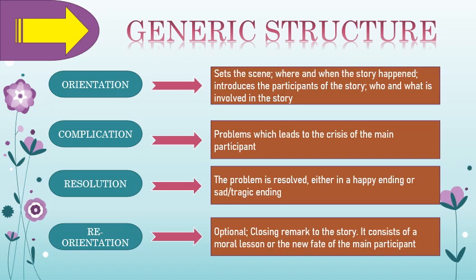Nah, kemudian di bagian yang keempat, the last part of generic structure is reorientation. Nah, kalau reorientation ini opsional. Boleh ada, boleh tidak, karena ini sebagai penutup. Nah, kalau ada, biasanya it consists of a moral lessons or the new fate of the main participants. Jadi kalau reorientation ini ada dalam teks naratif, biasanya berisikan moral lessons atau juga perubahan perilaku atau apa sih akhirnya yang terjadi kepada tokoh utamanya. Nah, itu ada di reorientation.